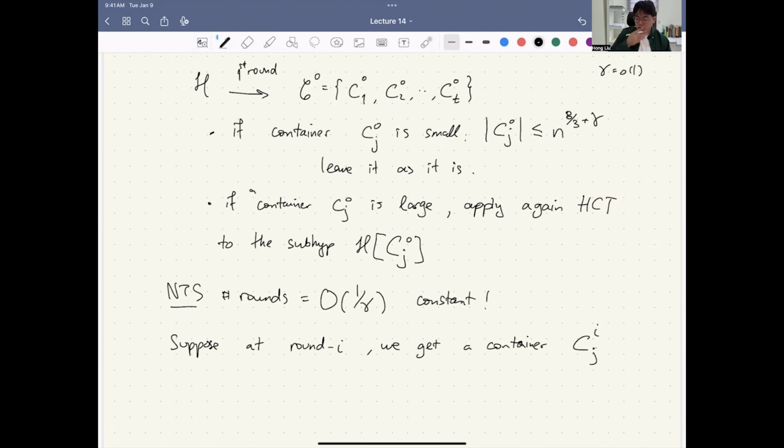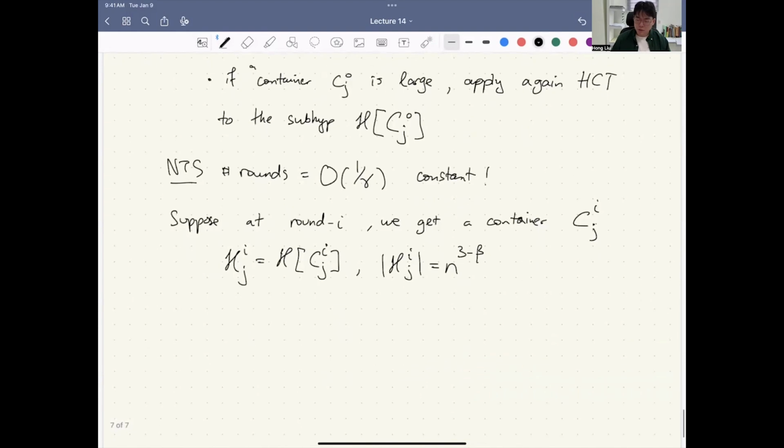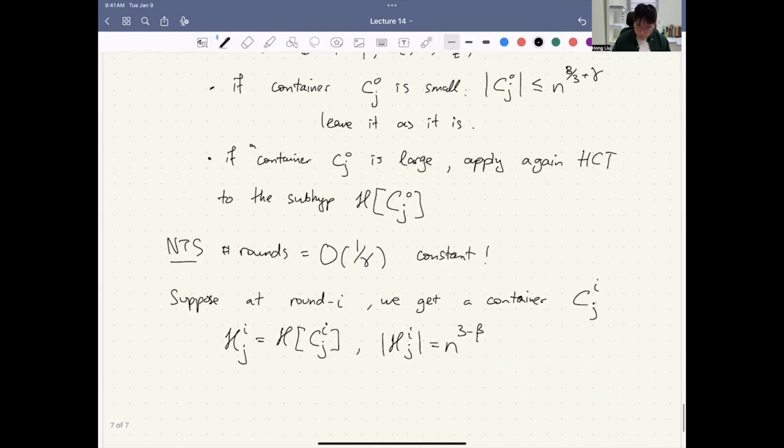at the jth container in the ith round. Its size, let H_j^i be the induced subgraph on this container. And let's suppose its number of vertices, which is the size of the container, is parameterized by n to the 3 minus beta. Okay. So what I said earlier is that initially, there's no container. We just apply to the whole hypergraph. Beta is 0.